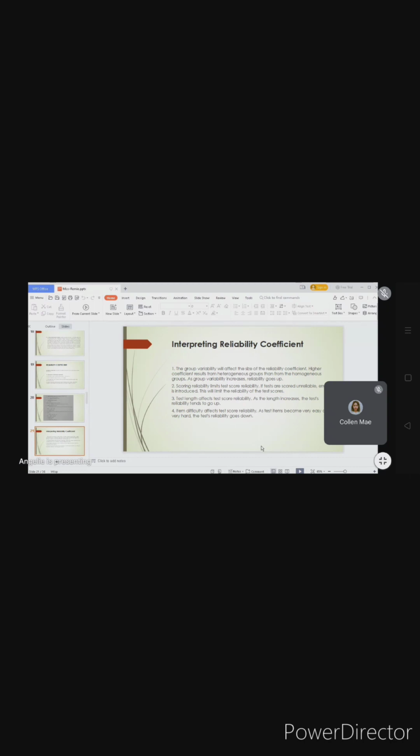So, interpreting the reliability coefficient. First, the group variability will affect the size of the reliability coefficient. Higher coefficients result from heterogeneous groups than from homogeneous groups. As group variability increases, reliability goes up. The second is scoring reliability, which limits test score reliability. If tests are scored unreliably, error is introduced. This will limit the reliability of the test scores. Number 3, test length affects test score reliability. As the length increases, the test reliability tends to go up. And the fourth, item difficulty affects test score reliability. As test items become very easy or very hard, the test reliability goes down.